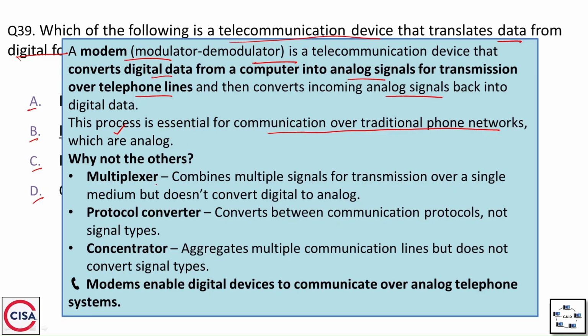Why not the others? So, multiplexer combines multiple signals for transmission over a single medium but does not convert digital to analog. Protocol converter converts between communication protocols, not signal types. Concentrator aggregates multiple communication lines but does not convert signal types. Modems enable digital devices to communicate over analog telephone systems.